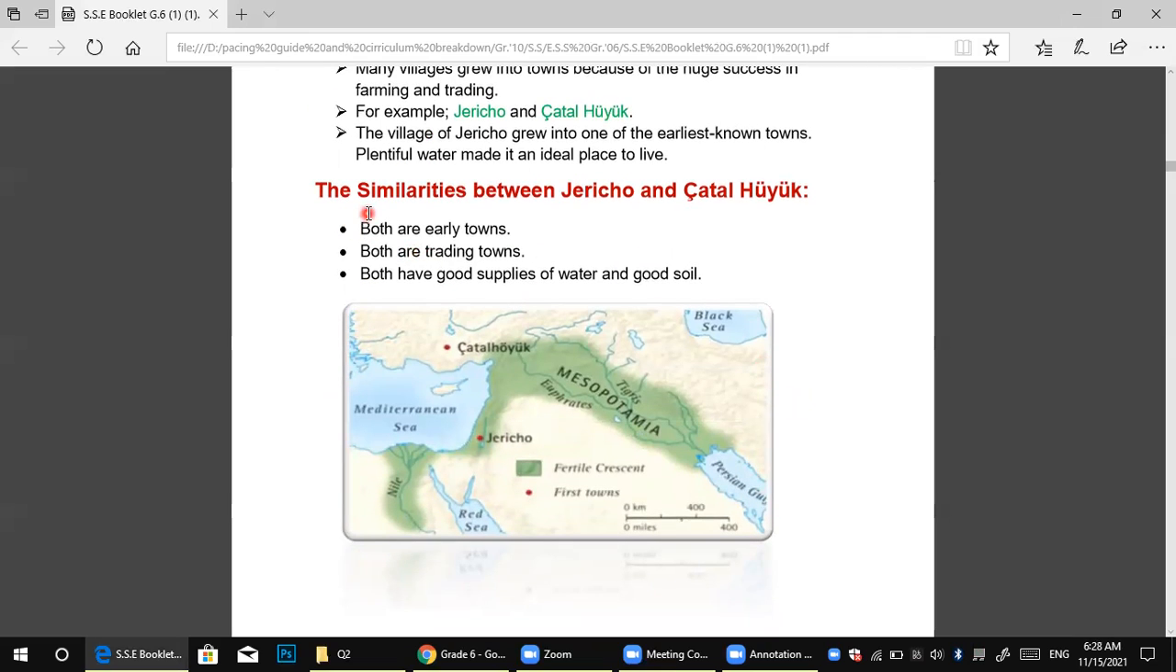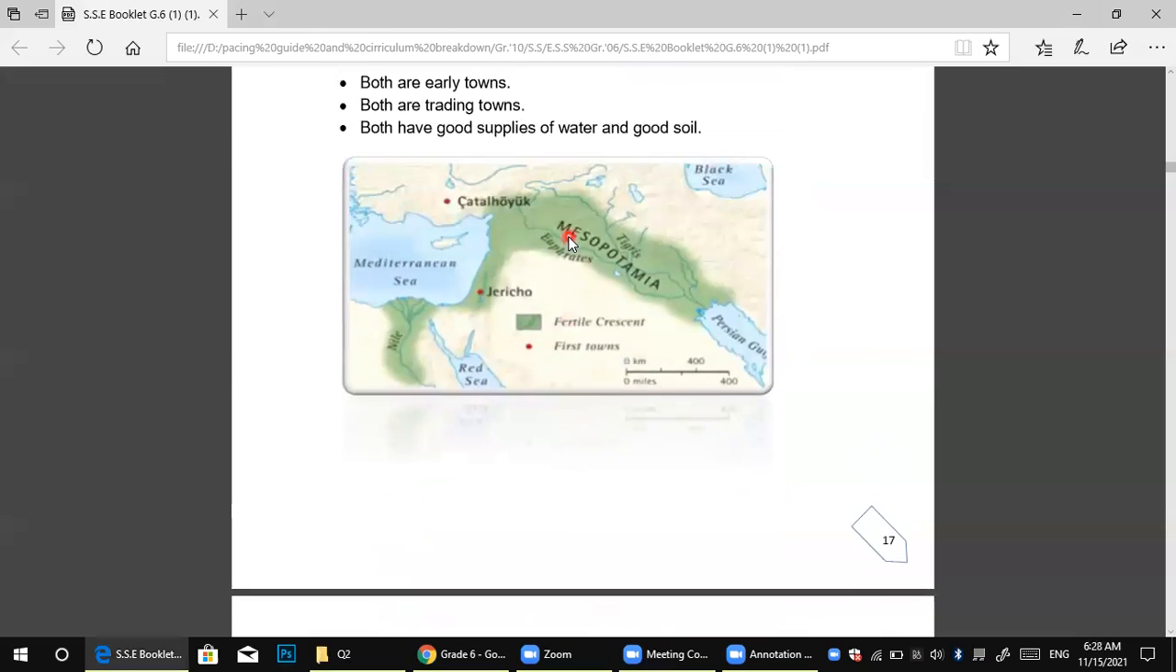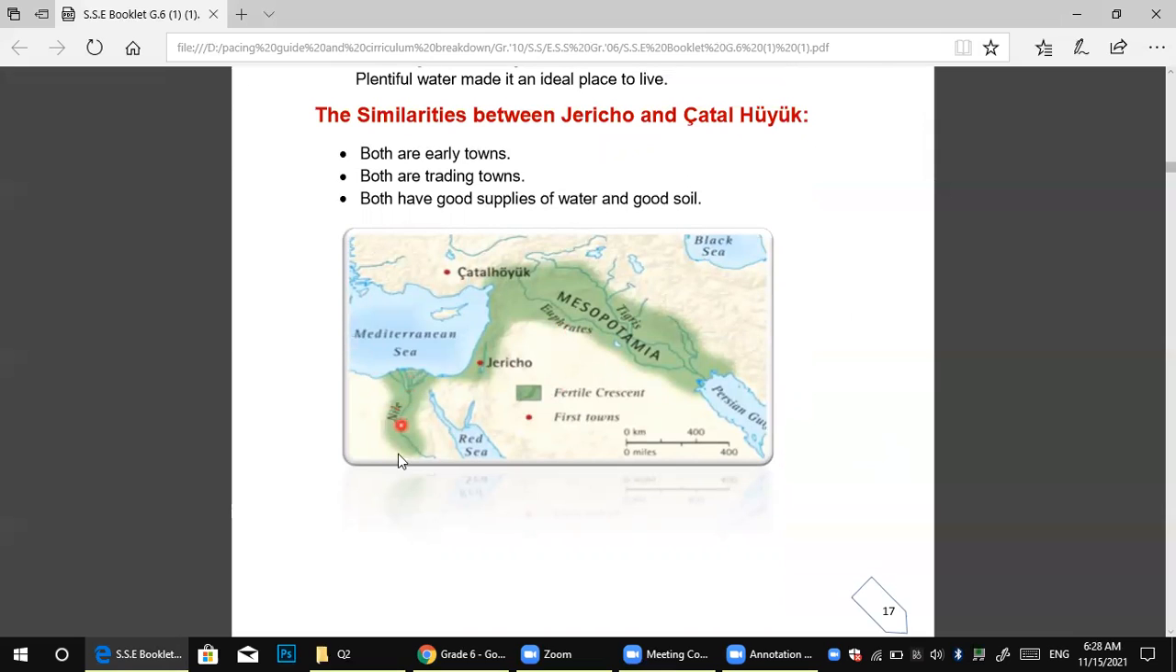Here we have the similarities between Jericho and Qatar. Both are early towns, both are trading towns, both have good supplies of water and good soil. Here is Jericho and here is Qatar, and they are early towns and trading towns with good supplies of plentiful water resources. As you see now in the map, this is Egypt and the Nile River, and there is Jericho. There is a river here, and Qatar. Also there are plentiful water resources.